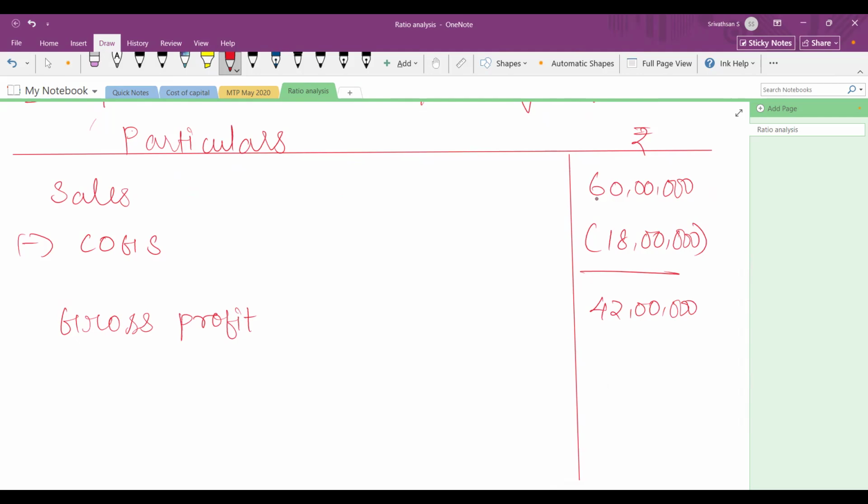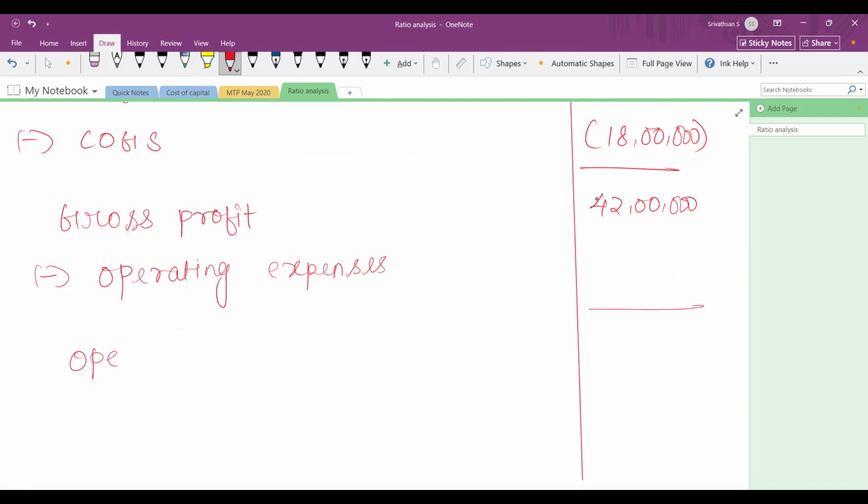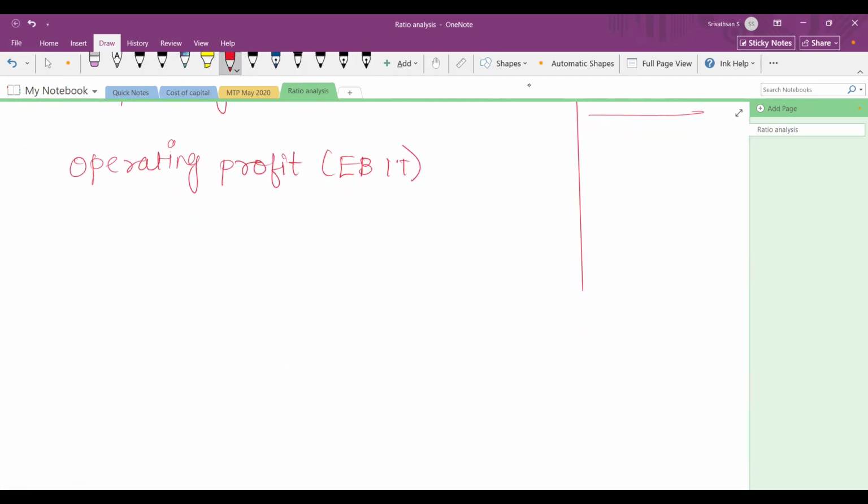So far clear, right? Now listen, from gross profit, we have to subtract operating expenses and that will give us operating profit, which is known as EBIT. Now listen, this is something which we need to calculate. So let's keep it as X. Now from here, let's do the reverse calculation.